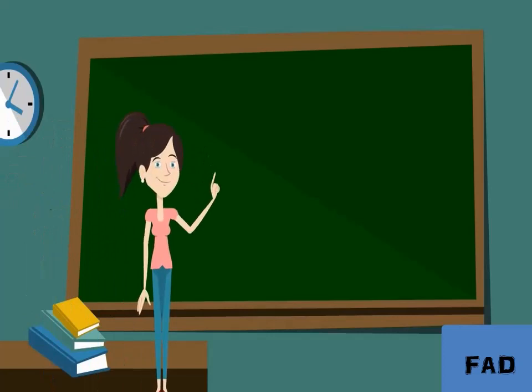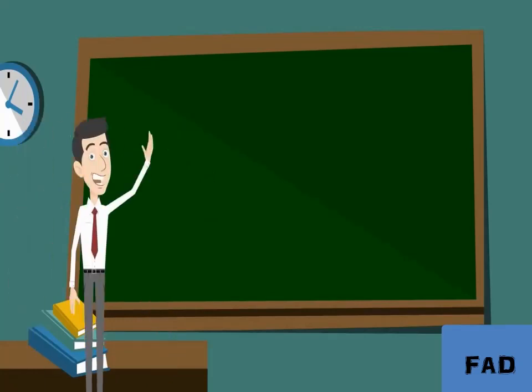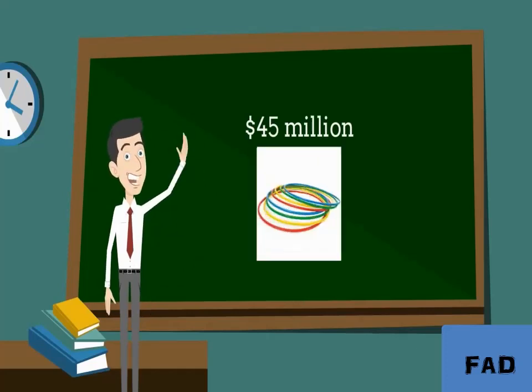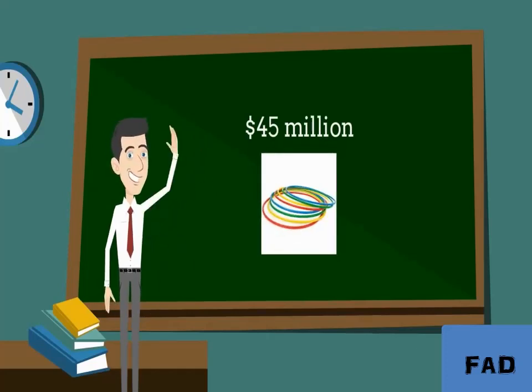Can people get rich from fads too? You said they sold 25 million hula hoops in 4 months. Someone must have made big money off that. Yes, they did. Toy companies made $45 million off of hula hoops by the time the fad ended.